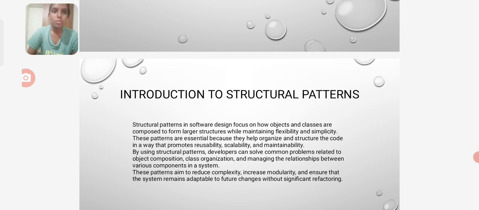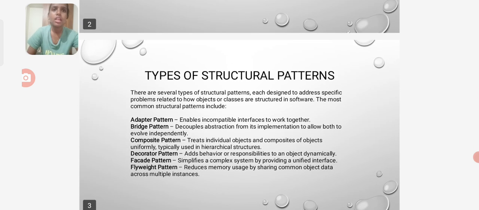By using structural patterns, developers can solve common problems related to object composition, class organization, and managing the relationships between various components in a system. This pattern aims to reduce complexity, increase modularity, and ensure that the system remains adaptable to future changes without significant refactoring. So let's discuss the types of structural pattern.